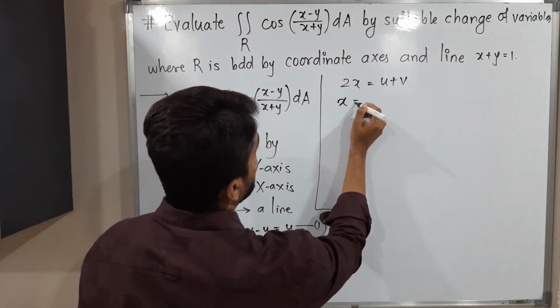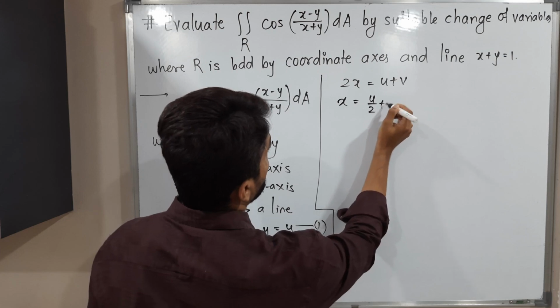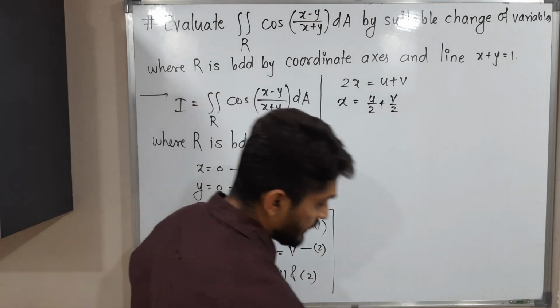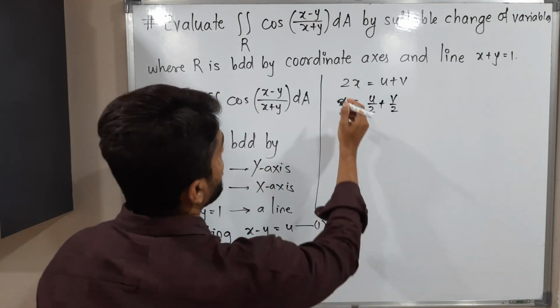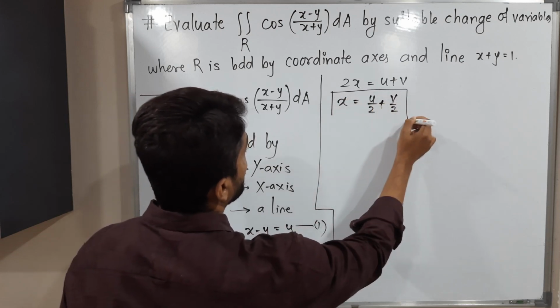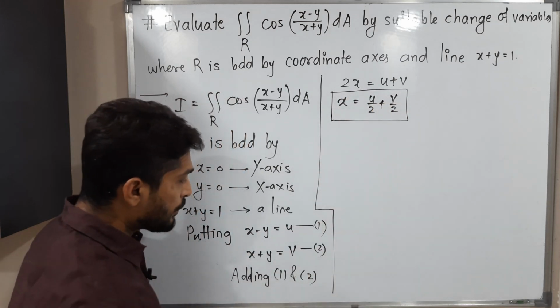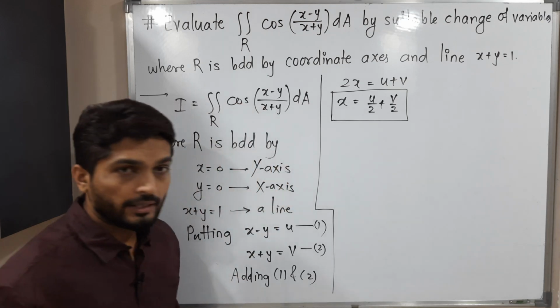Dividing by 2, so the 2 will get cancelled. Dividing by 2, so u by 2 plus v by 2. So in this way, I got the value of x in terms of u and v. Let me highlight it, okay. So now what will I do? I am going to subtract.